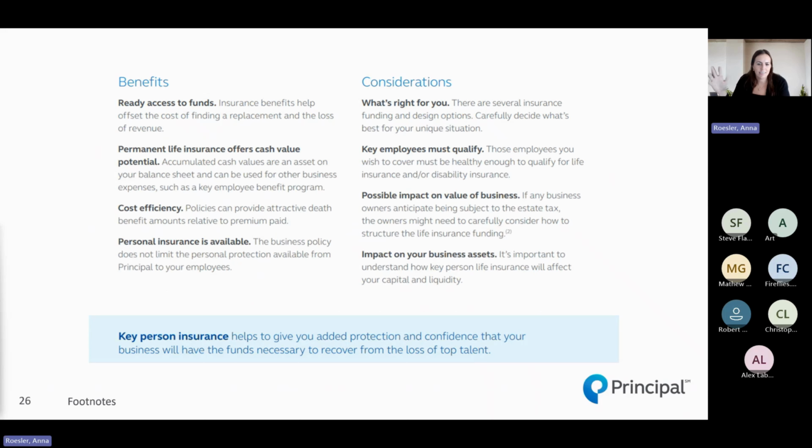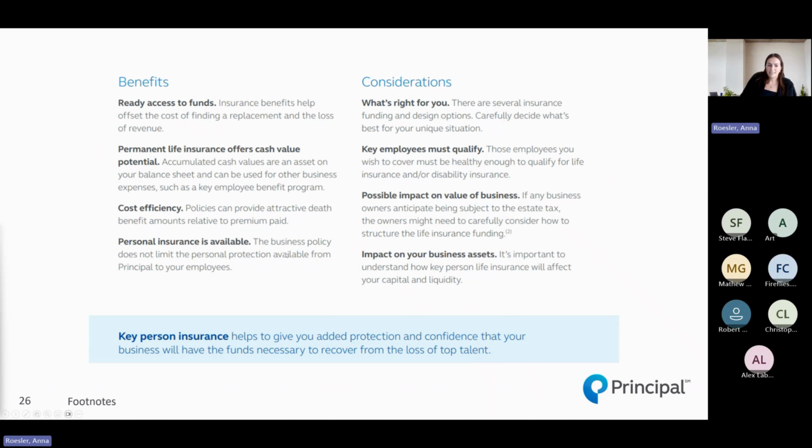So lastly, just in summary, the benefits and considerations of doing this type of insurance. The first benefit is there is ready access to the funds. So they can offset the cost of finding a replacement and loss of revenue by quickly having access to this money, whether that is the death benefit or if they are using the cash value in finding a replacement if someone leaves the company. By using the permanent life insurance, there's the cash value potential. And then the cost efficiency, because the death benefit relative to premiums paid is often a good amount of benefit, percentage wise.